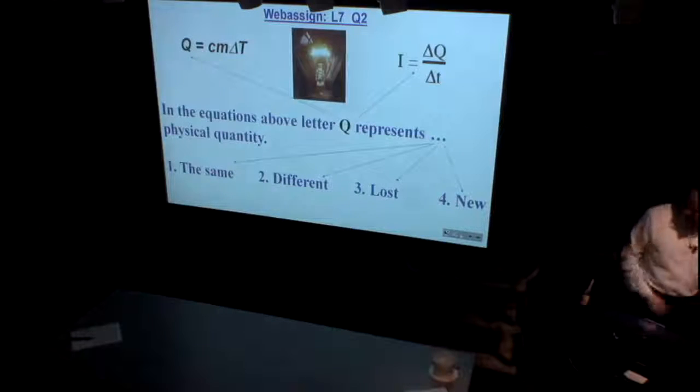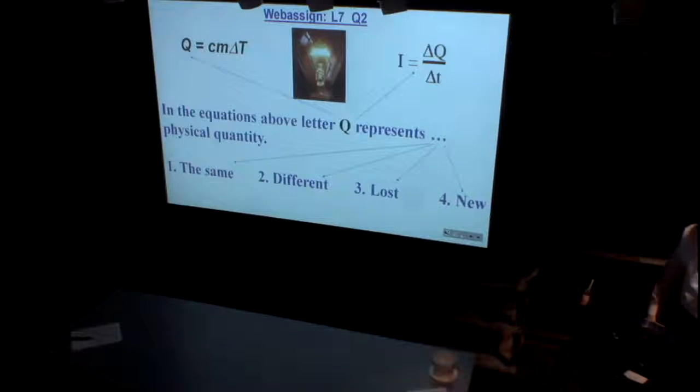So, question. I'm going to check your answers in half a minute. My expectation is everybody will choose exactly the same answer, which is what? What do you think? Different? Same letter, why is it different?